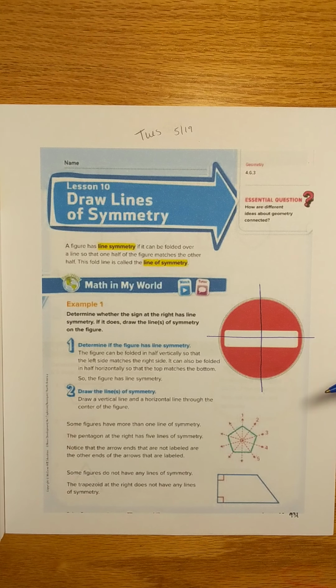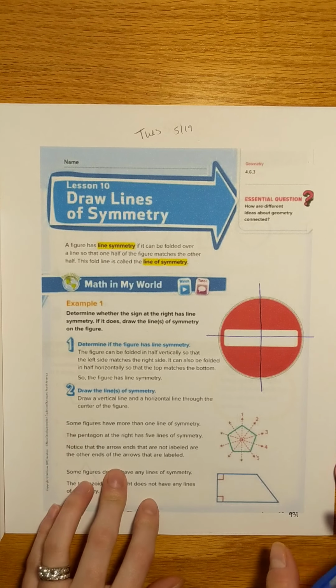Some figures do not have any lines of symmetry. The trapezoid at the right does not have any lines of symmetry. So I can't make a line through any part of this shape that would make both sides or both halves look the same. So if you make a line, both sides of the shape should look exactly the same. If you can't do that, then it does not have any lines of symmetry.